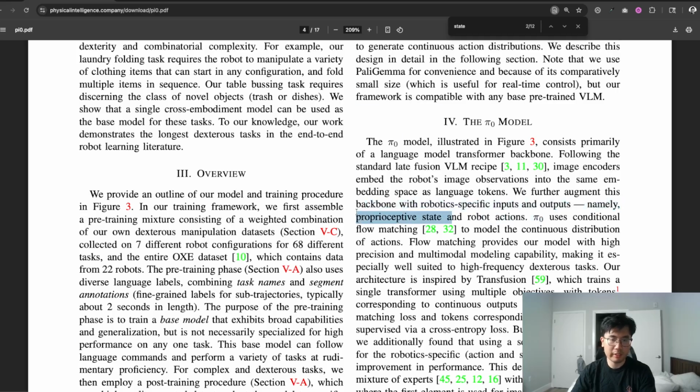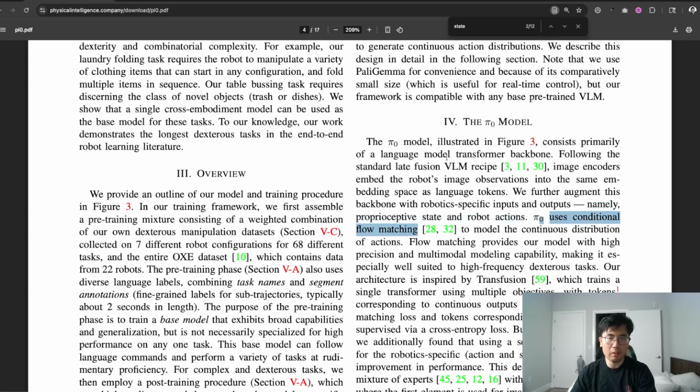So proprioceptive state is just the current state of the robot. So these are like the joint measurements. And then I guess outputs will be the actions. And then conditional flow matching is what we are interested in looking at, right? So this is the loss. How do you train your model?